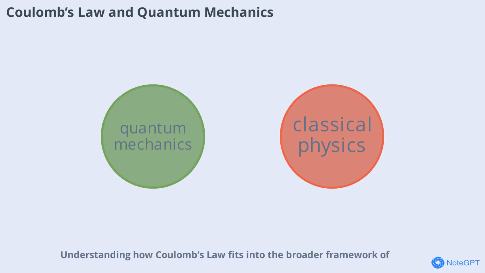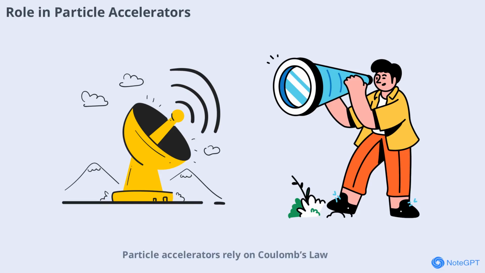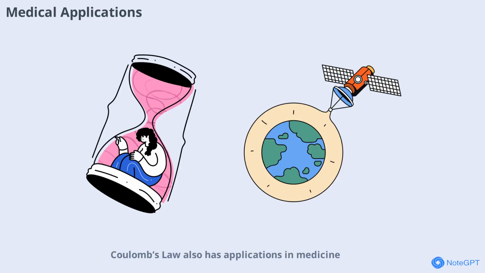Understanding how Coulomb's law fits into the broader framework of quantum physics helps bridge the gap between classical and modern science. Particle accelerators rely on Coulomb's law to control and manipulate charged particles. By applying electric fields, scientists can accelerate particles to high speeds and study their interactions. This technology has led to major discoveries in physics, including the identification of new particles and the exploration of fundamental forces.